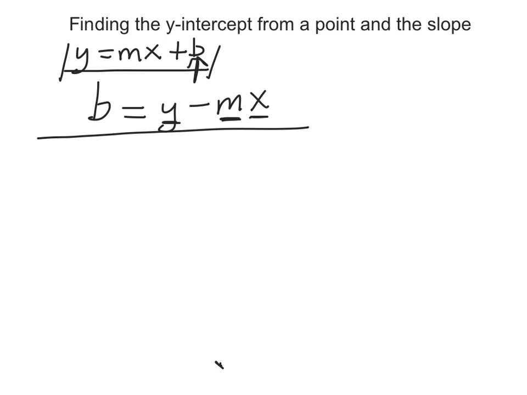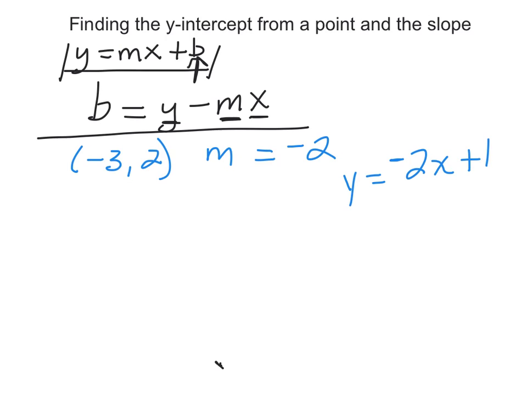So let's start with one of the problems. Let's say we are given the point (-3, 2), and we know that the slope of the line is -2. Our equation will have the -2 as the m, but we need our b value, and this is what we're looking for. So if we use the formula, we're going to need the x, the y, and the m. This is our point, which is the x and the y, and here is the m, so we're just going to plug them in.